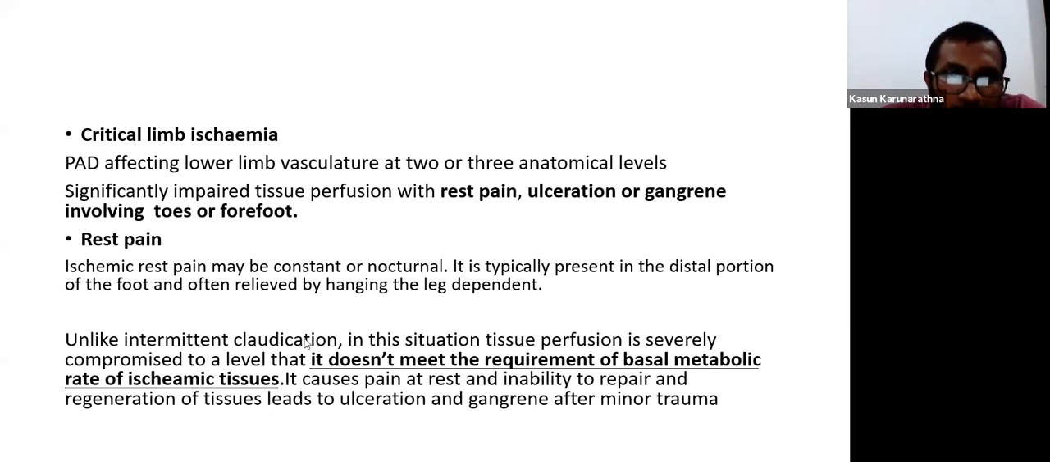Unlike in intermittent claudication, in this situation, tissue perfusion is severely compromised to a level that it doesn't meet the requirement of basal metabolic rate of ischemic tissues. It causes pain at rest and inability to repair and regeneration of tissues leads to ulceration and gangrene after minor trauma. What is gangrene?